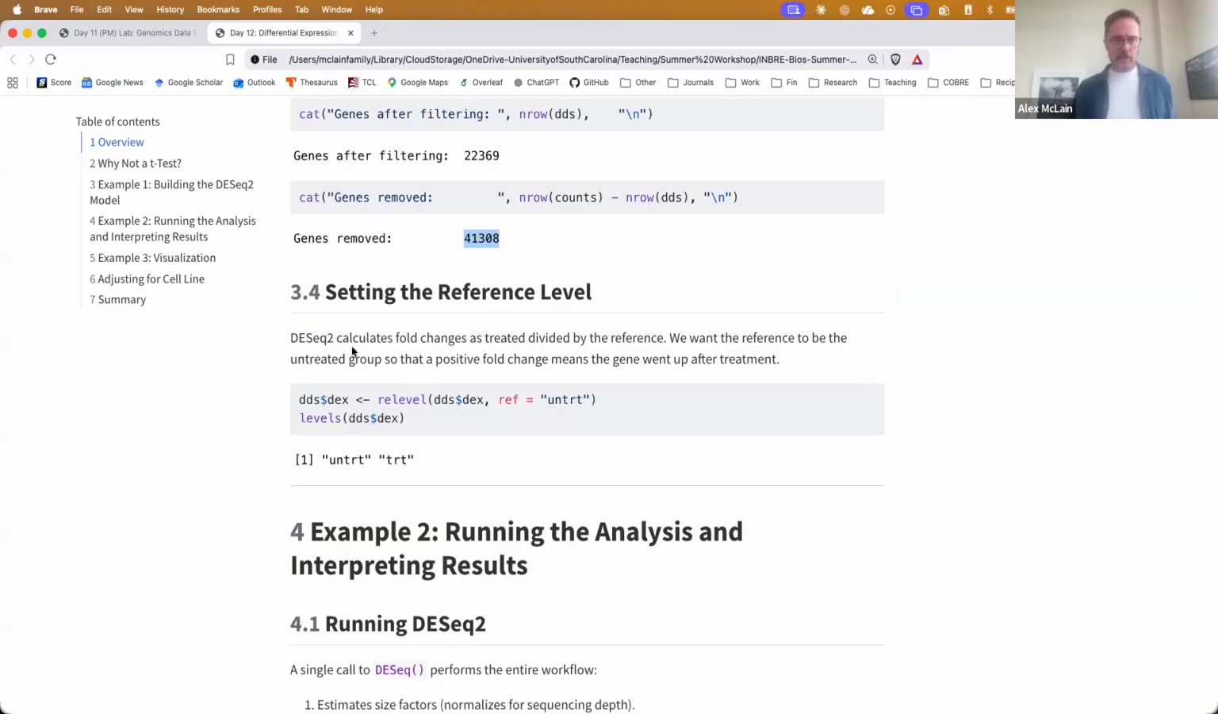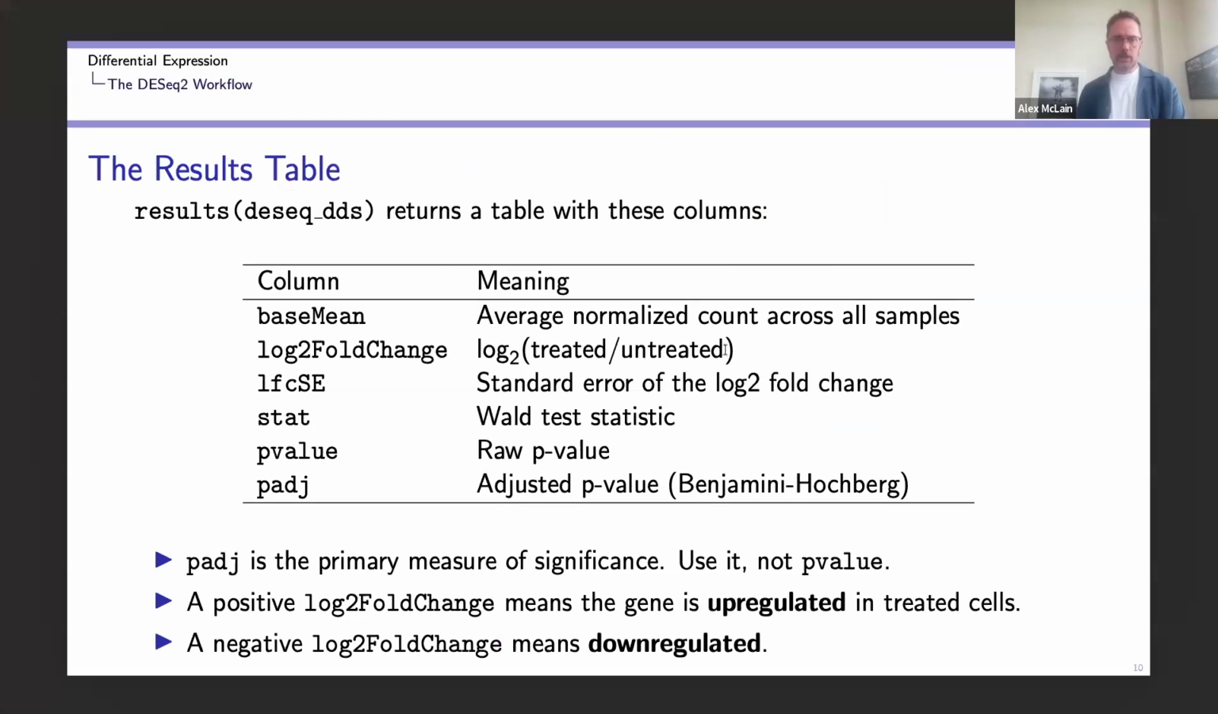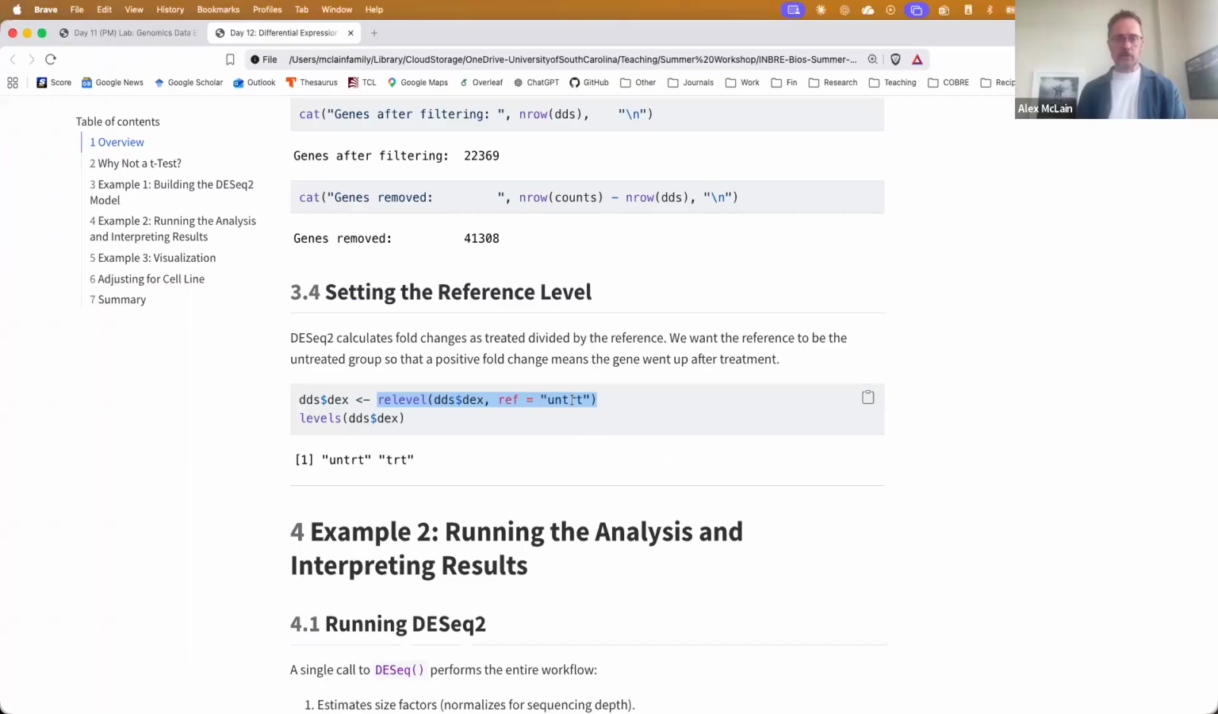Next, we're going to set the reference level. So this DEX is our treatment, and I'm going to use this relevel function where I'm going to set the reference level as untreated. So going back to our results, the log2 fold change, we want that to be treated over untreated. So on the denominator is going to be the reference level. So I'm setting the reference level to untreated. That tells this DESeq2 function that, hey, let's have untreated on the denominator.